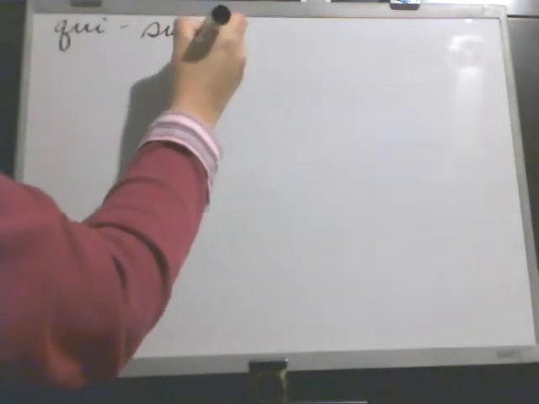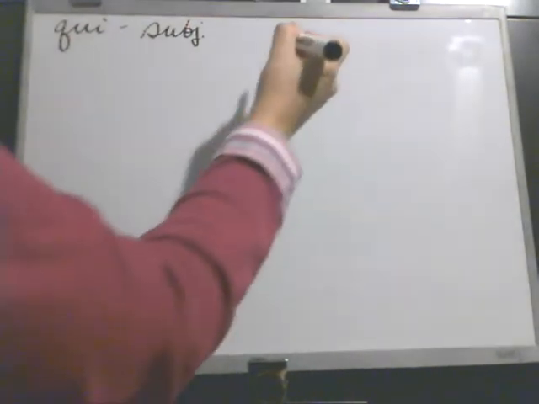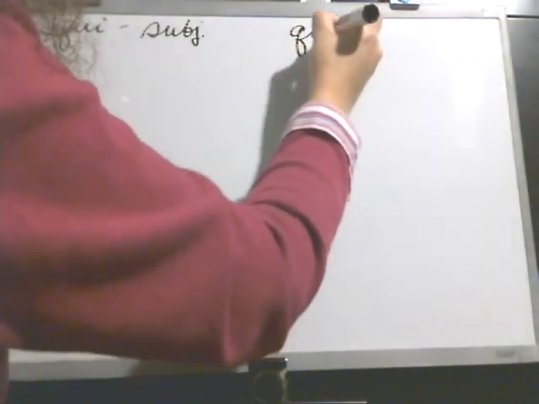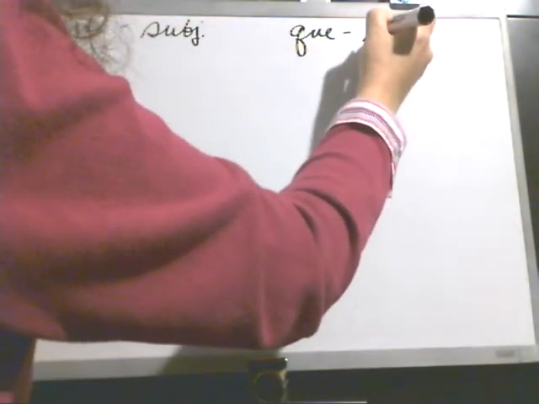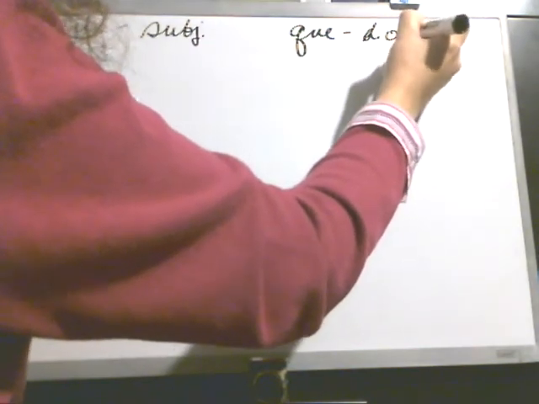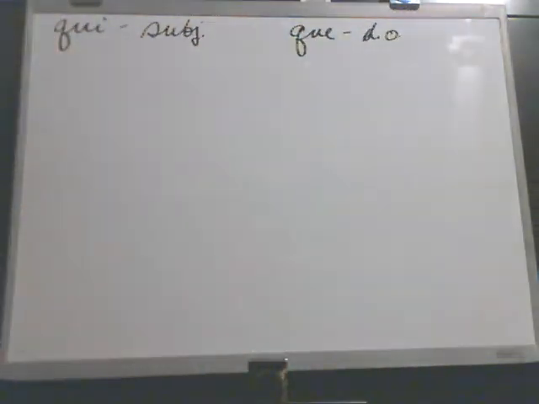Let me write this as a reminder up here. Qui replaces the subject of the second phrase, and que replaces the direct object of the second phrase. Okay? So, numéro 1.